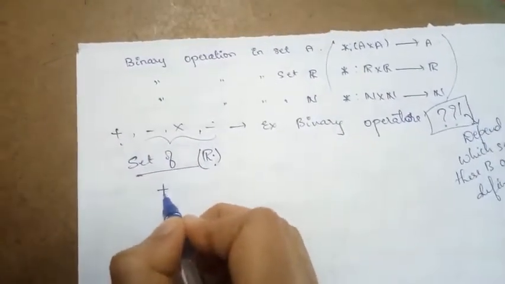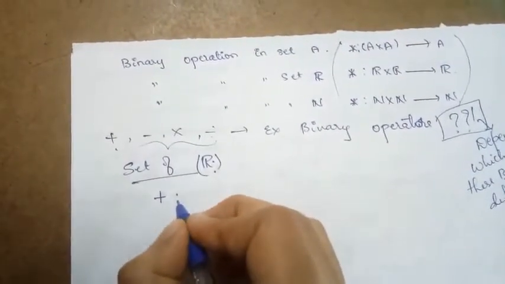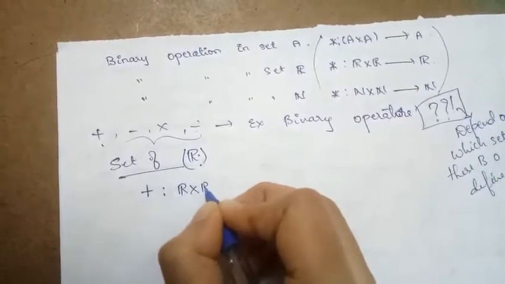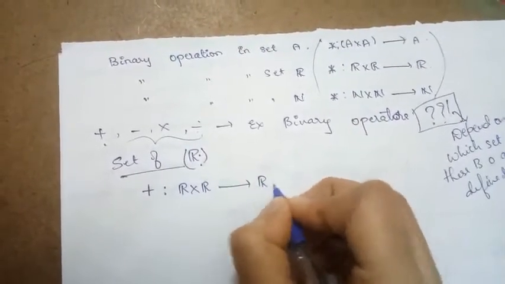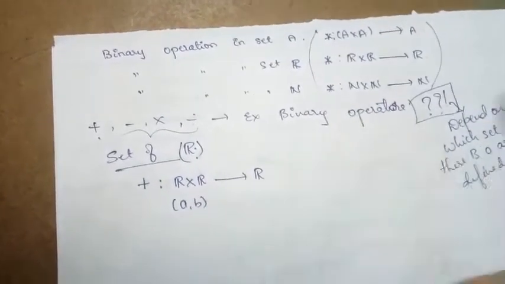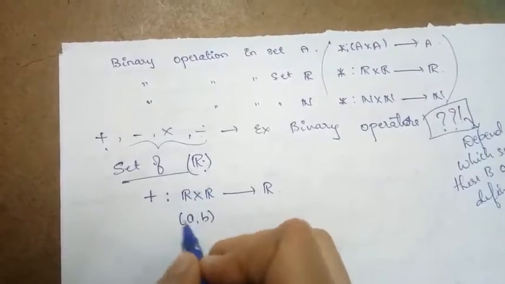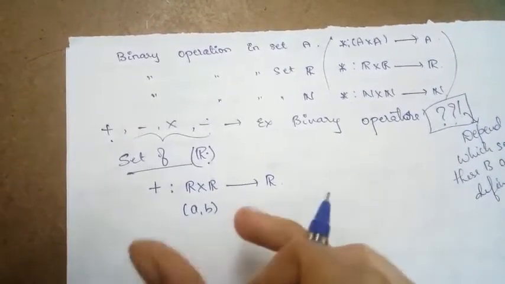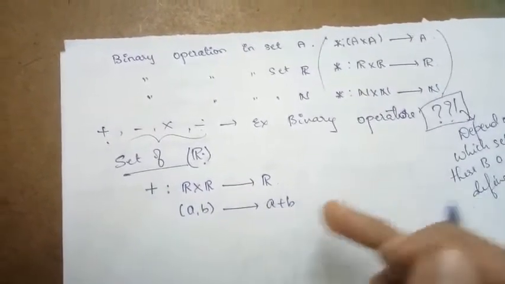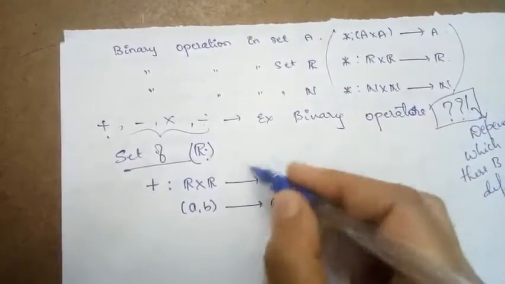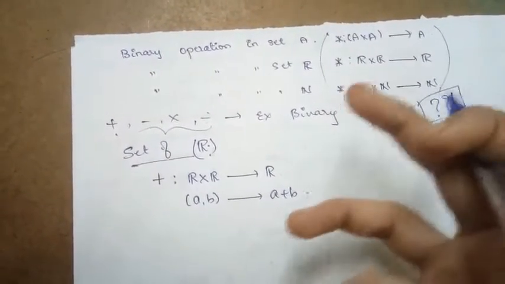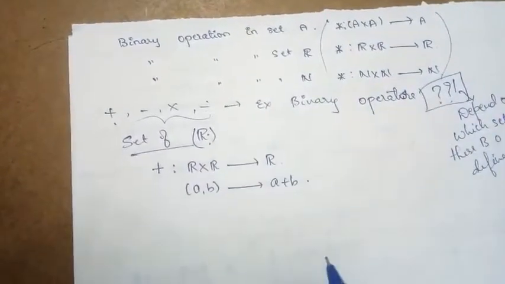So if I take addition on the set of real numbers, how is it going to be represented? Addition is a map from the set R cross R to the set R. If I take any two real numbers from the set of real numbers, in the form of (a, b), the sum of those two numbers will be a plus b, and obviously this a plus b belongs to the set of real numbers. So this is how addition is defined on the set R.